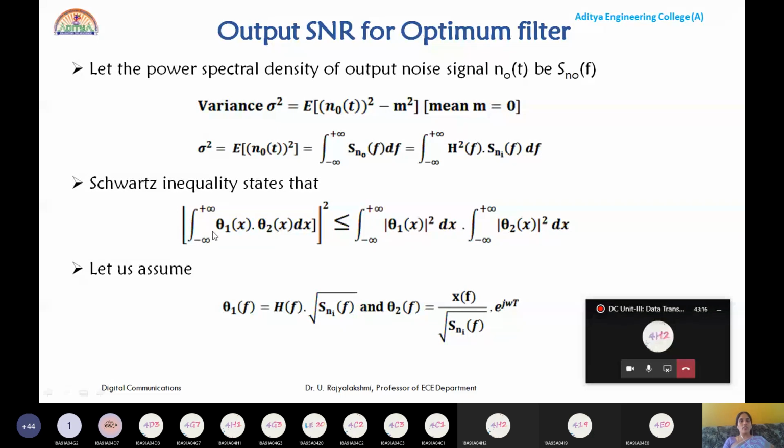Integration of any two functions in the time domain or frequency domain is always less than or equal to the product of their individual integrations of squares. Here we assumed theta 1 of f whole square should be equal to sigma square, and the product should be equal to x naught of t, what we discussed in the earlier slide.